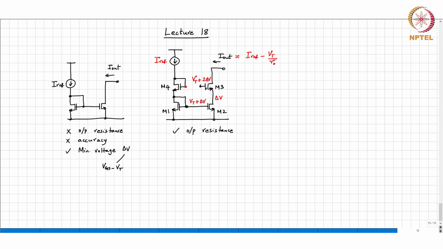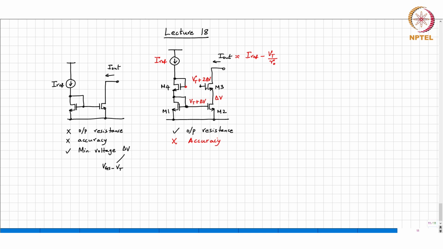All right. Okay. So what comment can you make about accuracy here now? Is it good or bad? Bad. So basically, all right. So accuracy has got nothing to do with output resistance. Right. I mean, you can see in this mirror, it's another matter how we generate VT plus 2 delta V.